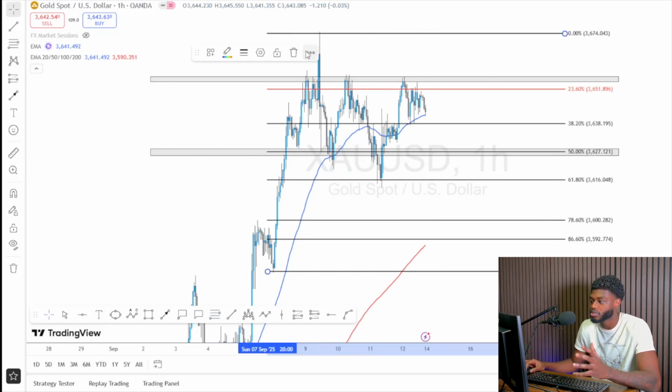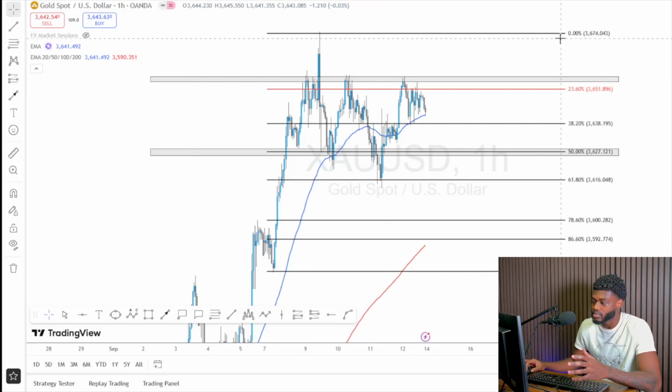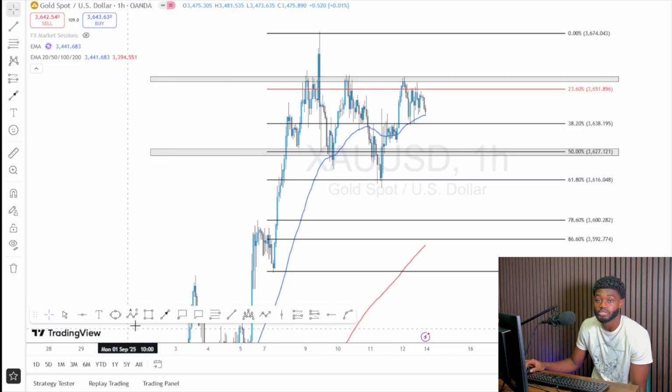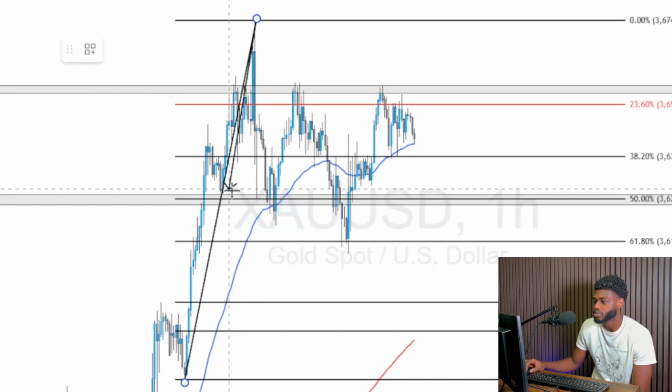So let's talk about the Fibonacci retracement itself. It consists of multiple levels. You might be wondering, what is the 100%, what is the 86%, the 78%, 61.8, etc.? The purpose of it, like I mentioned prior in the video, is to measure how deep the retracement will go. So let me show you guys how to draw this Fibonacci retracement.